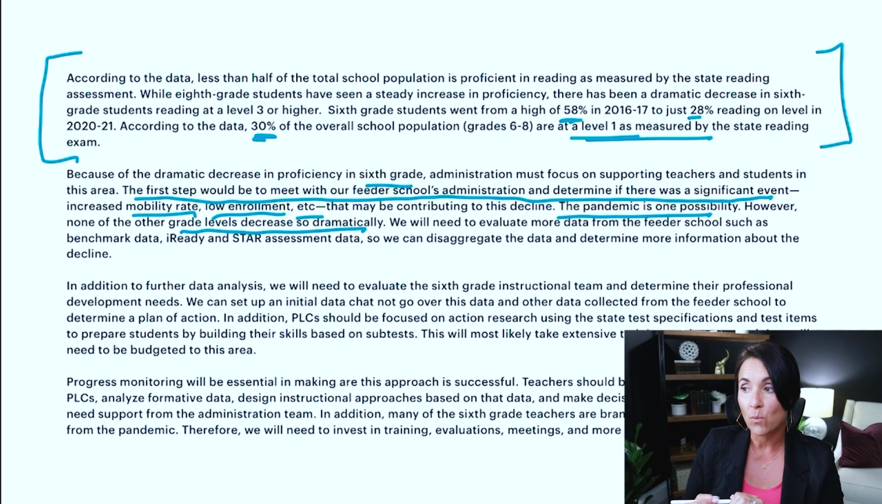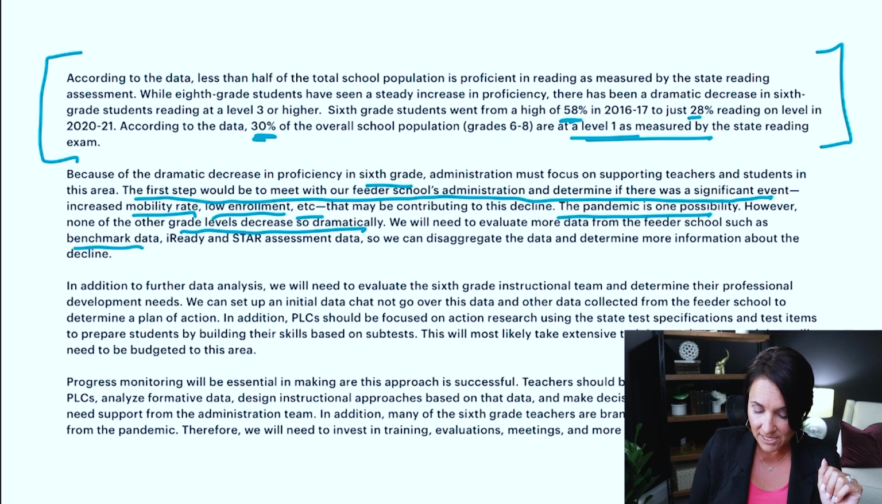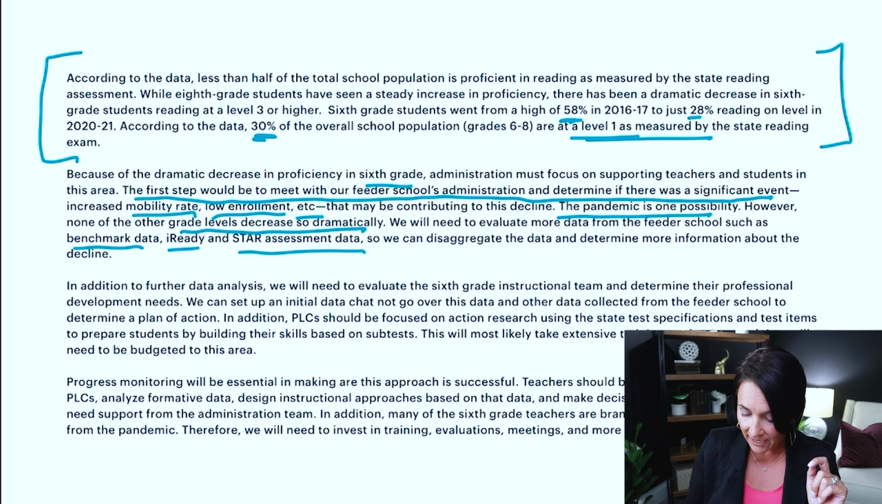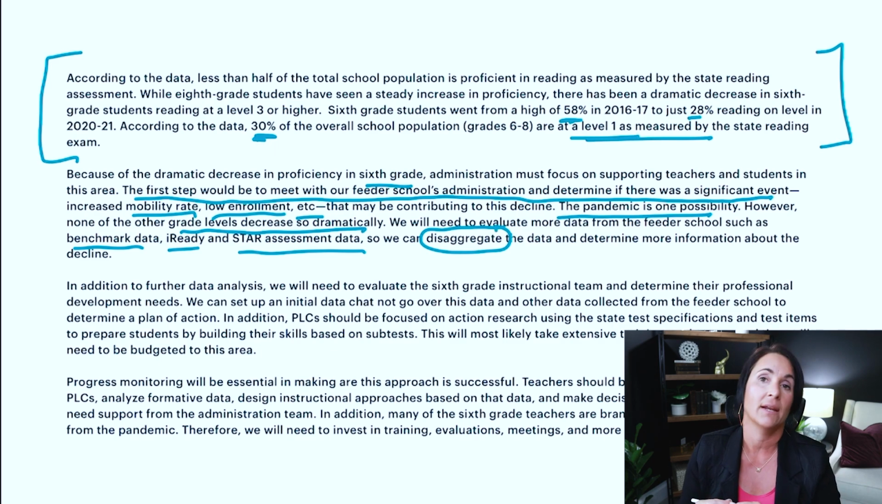We will need to evaluate more data from the feeder school, such as, and I get into specifics, benchmark data, iReady, and STAR assessment data. So we can disaggregate, good word, the data to determine more information about the decline. Now let's break that down a little bit here. I got specific and I talked about iReady and the STAR assessment. Those are the assessments we use here in my state. You may have a different assessment. Choose those, whatever it is.